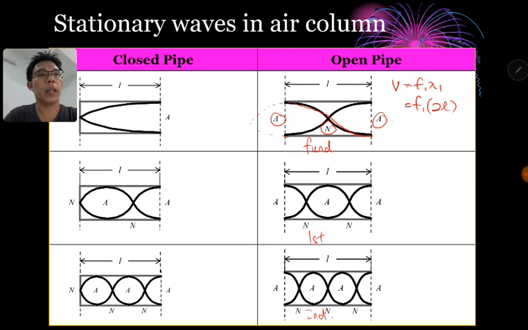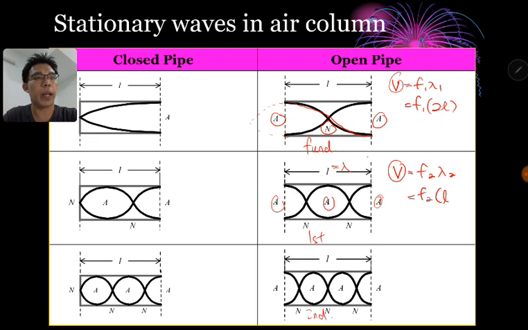So let's say I go on to the next harmonic, then I get frequency F2 and lambda 2. The speed here is a constant, because it's the same wave, so it travels at the same speed. For F2, if you look at the pattern here, we have 3 antinodes, right? So this is equivalent to one wavelength. So lambda 2 equals L.